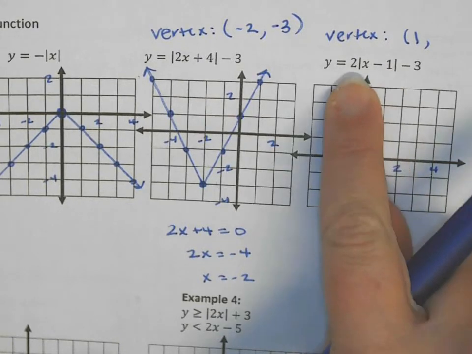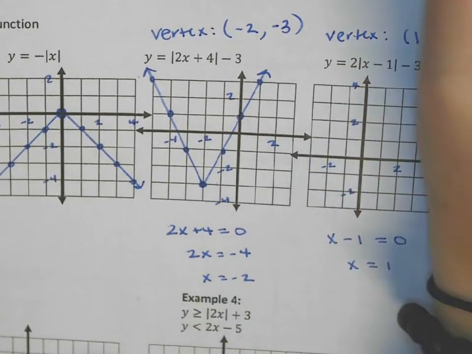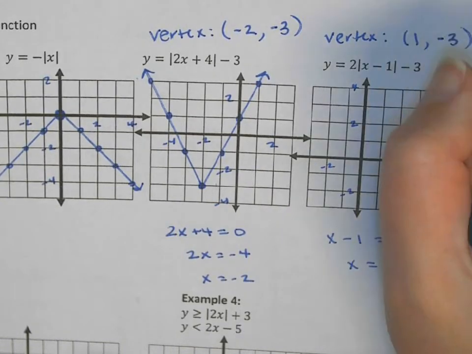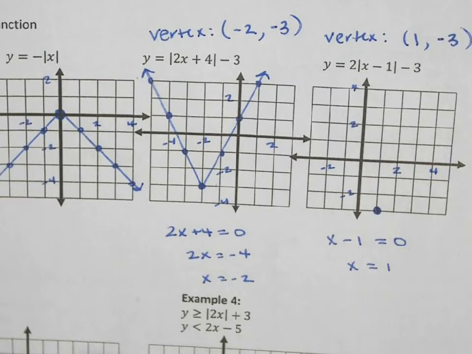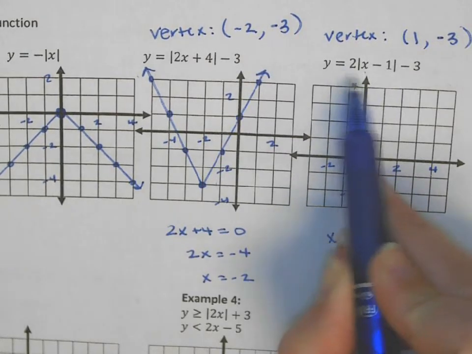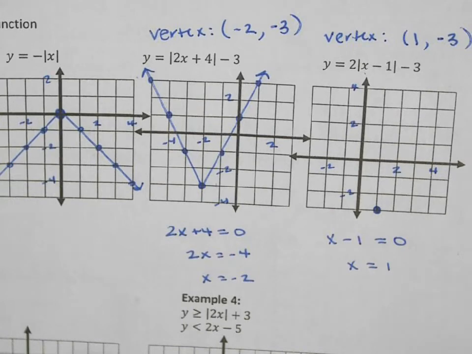But what's 0 times 2? Still 0. What's 0 minus 3? Negative 3. So my vertex is at 1, negative 3. I go right 1, down 3. Again, the number in front of the absolute value is going to tell me my slope. My slope here is also rise 2, out 1.